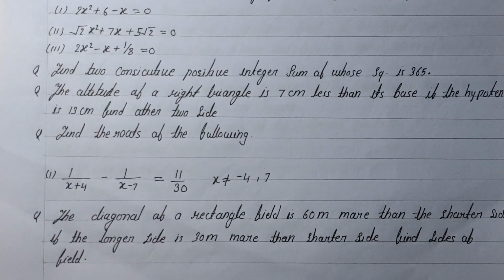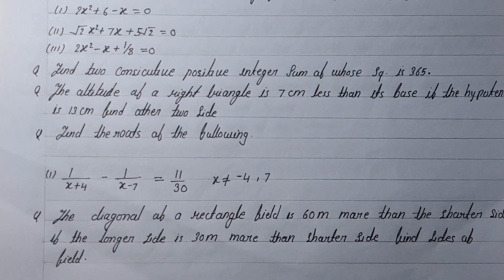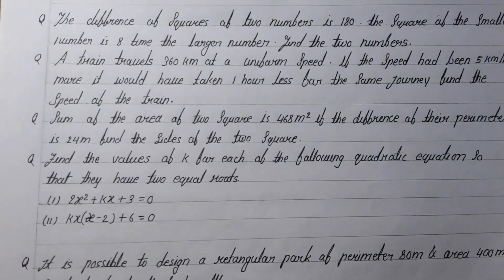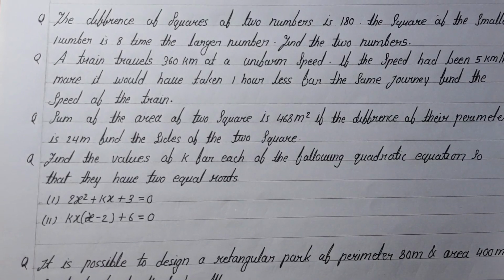Next, the diagonal of a rectangular field is 60 meters more than the shorter side. If the longer side is 30 meters more than the shorter side, find the sides of the field. Next, the difference of squares of two numbers is 180. The square of the smaller number is 8 times the larger number. Find the two numbers.